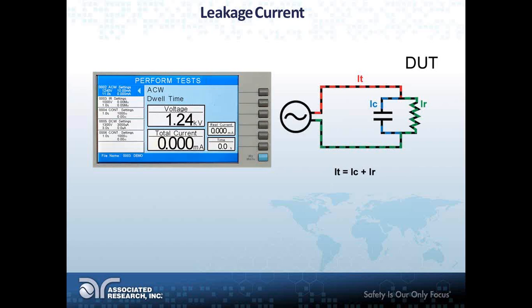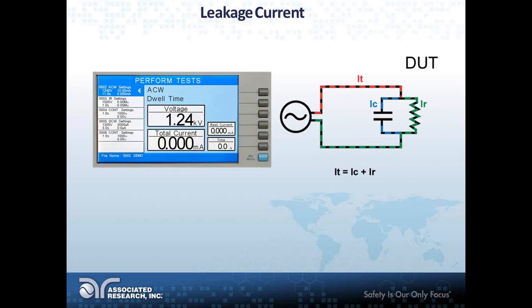Looking at this picture on the left side, we have a screenshot of our Omnia 2 analyzer, which is an all-in-one analyzer capable of also performing dielectric withstand tests. Right now what we're showing you is the AC withstand, the AC Hipot test. On the right, we're showing you a simulation of a basic DUT, which can be represented by a capacitor and a resistor in parallel. And there are actually 3 types of leakage current that are possible.